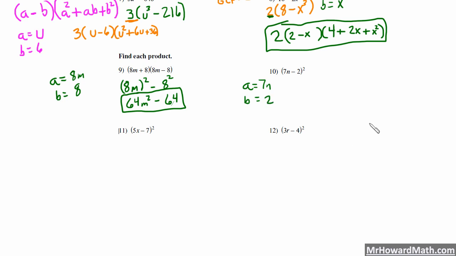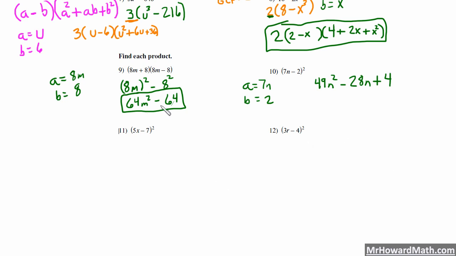So with that pattern, it's always going to be a squared. So in our case, 7n squared, which is 49n squared. And then it's going to be minus 2 times this, so 2 times a times b, so 2 times 7 is 14 times 2 again is 28, and then put the n on the end, so minus 28n. And then our pattern always has a plus right here, and that's b squared, and in our case b is equal to 2, so that would be plus 4. So 49n squared minus 28n plus 4. Alright, two more and we're done.